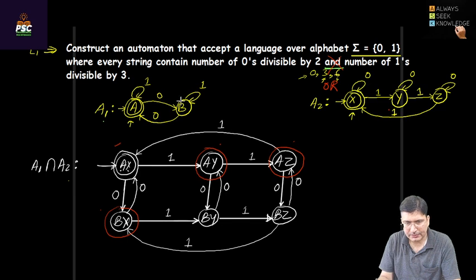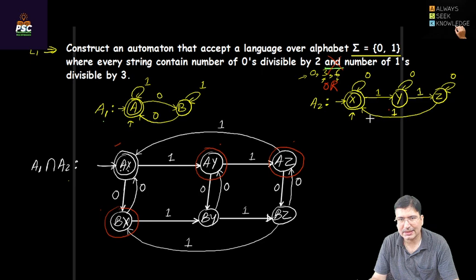There are two automatas. Those are accepting or generating two regular languages. So A1 is one of the automata, A2 is another automata. A1 is accepting such kind of language in which every string has an even number of zeros. And A2 is another automata which is accepting a language where the number of ones must be a multiple of 3, right? So either 0, 3, 6, 9 and so on.